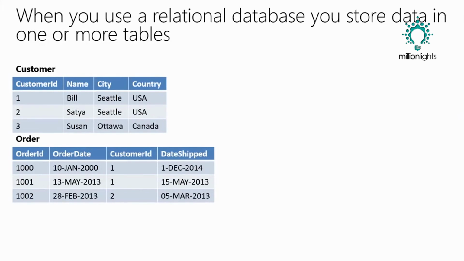Well, you store your data in one or more tables. A table is basically made up of a series of columns, records, and rows. So if we go into this, you can see here that I've got 3 records stored in a table called customer.